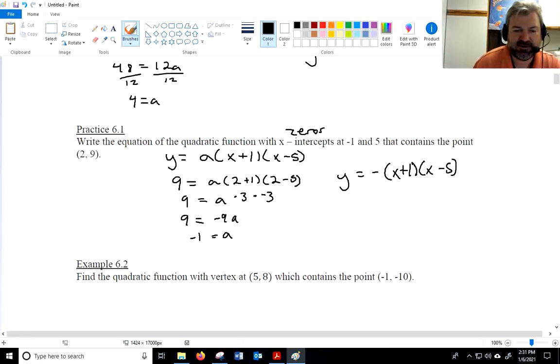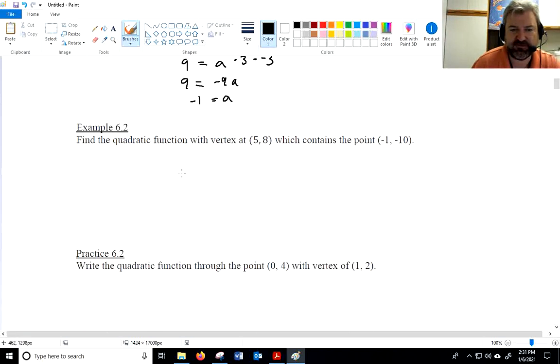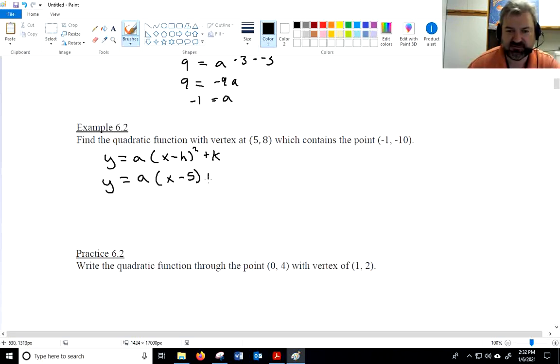All right, let's take a look at another example. For this example, we have to write the quadratic function with a vertex at (5, 8) that contains the point (-1, -10). If we're given the vertex, we should start with our transformation, our vertex form. Hopefully you remember that it's a times (x minus h) squared plus k. Remember, insiders lie, so the vertex is actually the opposite of the number with x. So we don't know the a value, but we know that the vertex is (5, 8). So it goes just like that.